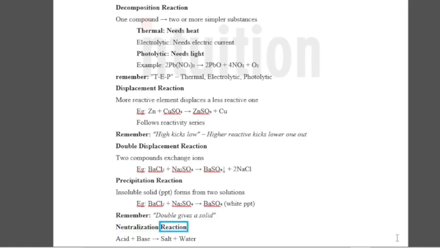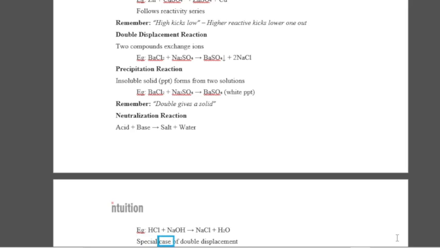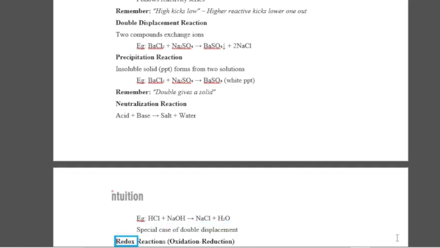Neutralization reaction: acid plus base gives salt plus water. Example: HCl + NaOH → NaCl + H2O. It is a special case of double displacement.